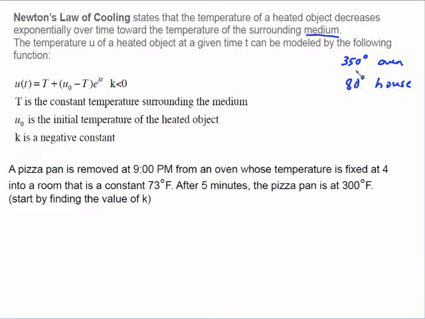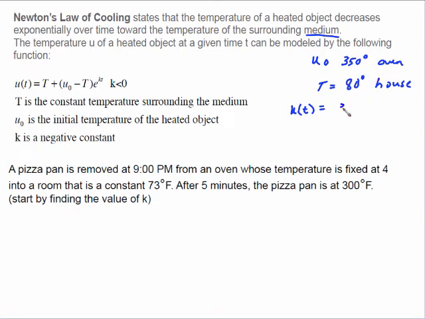So if we want to take this information over here to this formula, T is the constant temperature surrounding the medium. That is the 80 degrees in this example. U sub 0 is the initial temperature of the heated object. So this is U sub 0 because initially when you took that cake out of the 350 degree oven, the cake is 350 degrees. Now the other temperature we have to think about is this U of T. And what U of T deals with is, let's say we want to know when the cake gets down to 300 degrees because that's when we want to ice it.